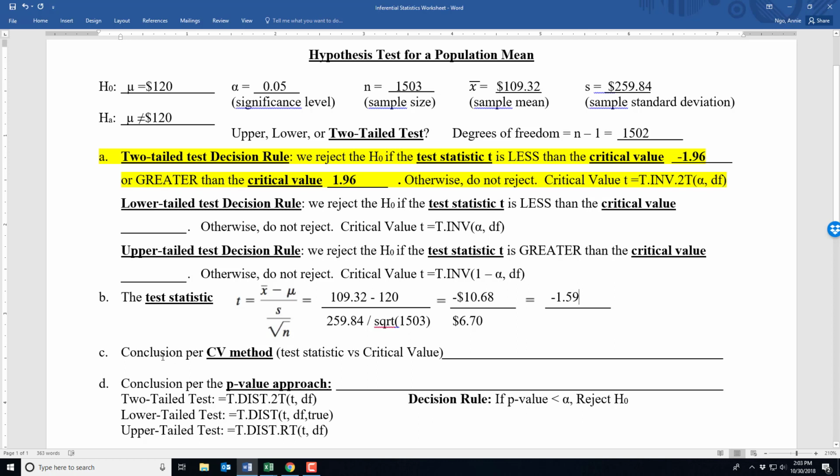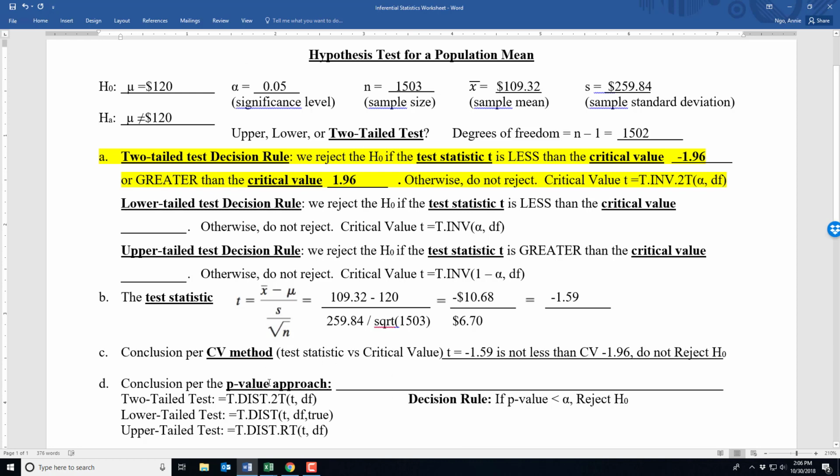Now I'll go ahead and make a conclusion based on the critical value method. This is where I'm going to compare the test statistic in part B against the critical value in part A. Because our test statistic of negative 1.59 is not less than our critical value of negative 1.96, we do not reject the null.